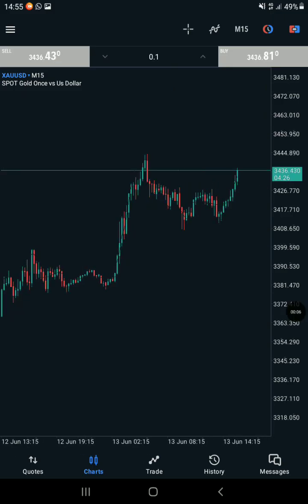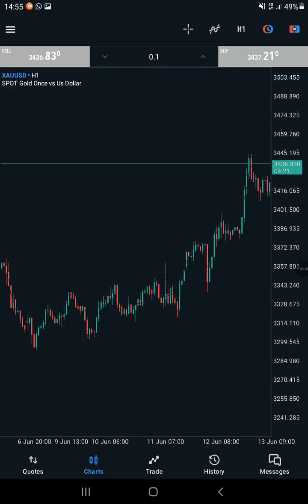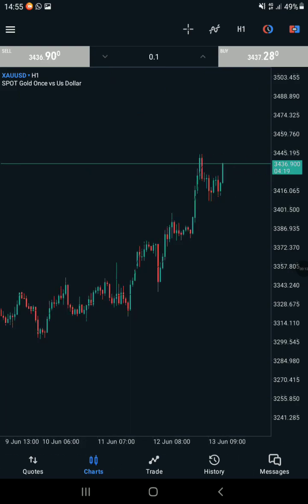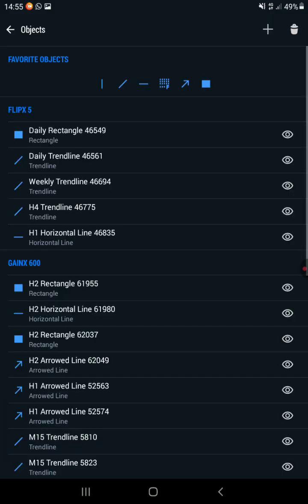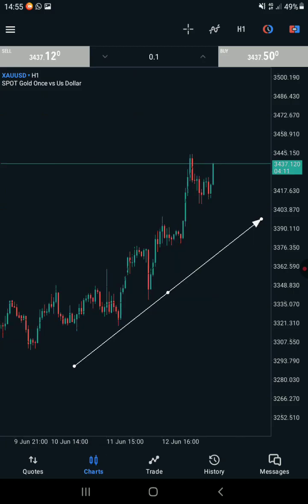I just want us to appreciate this one on smaller time frame. You can see that the market is forming a series of higher highs and higher lows, confirming this is technically an uptrend. So when trading an uptrend, we mostly look for buy setups.